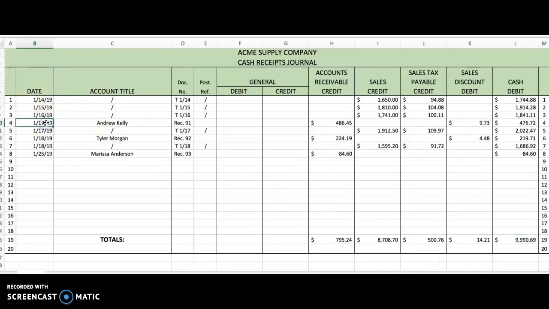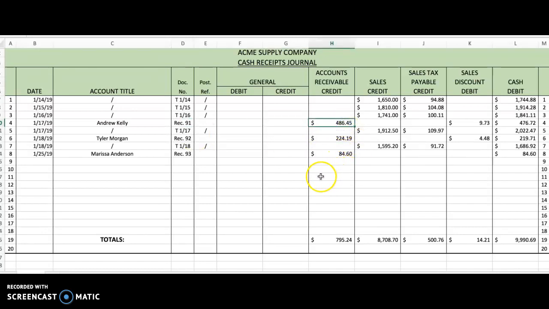Let's look at January 17th. Andrew Kelly. We had this in one of our previous examples. He charged something, and he paid us in this transaction. So we give him a receipt number 91. We hand it to him, we mail it to him. It could be done in a number of different ways. As I said, the typical transaction is done by credit card. We're not quite ready for that yet, so we'll indicate that the source document is a receipt.